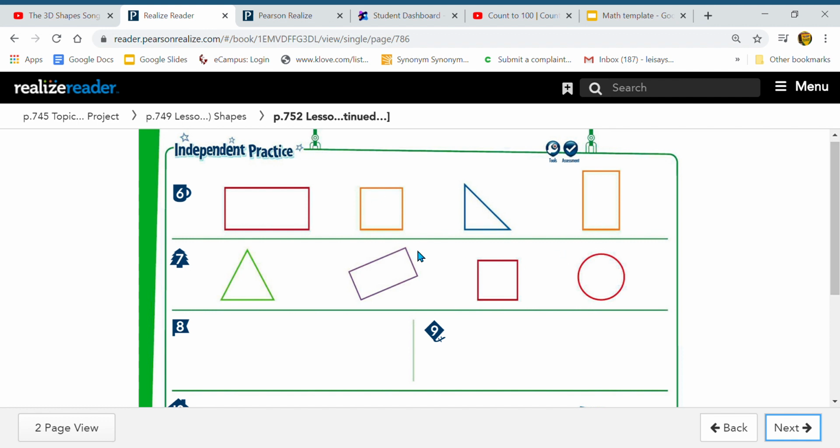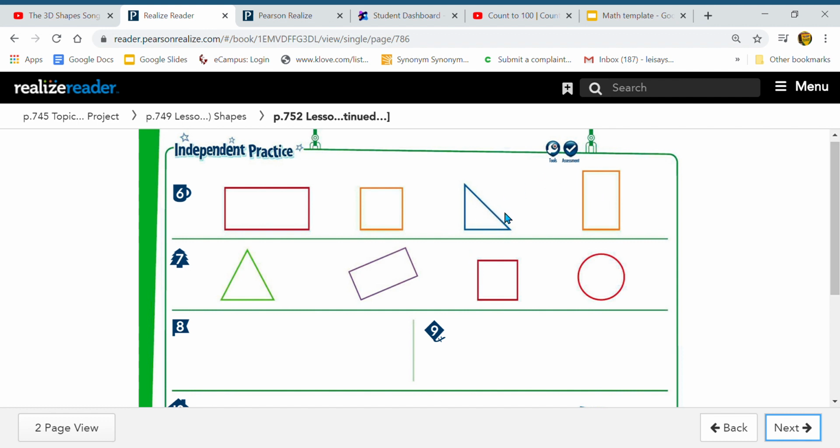So could it be the square? Nope, because all those sides are the same length. So that is not in the running. Could it be this rectangle? Yep, because we have a long, long, short, short. Those sides are not all the same. Let's jump to this rectangle. Yeah, we already know that that's in the running because rectangles do not have all of the same length sides. So this rectangle is in the running.